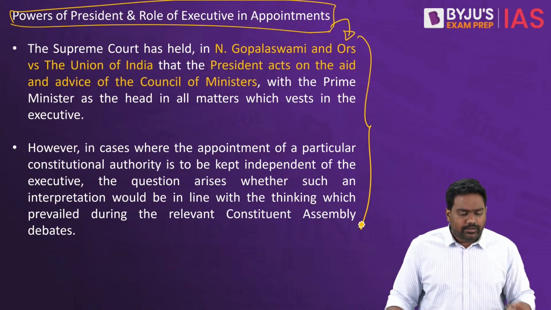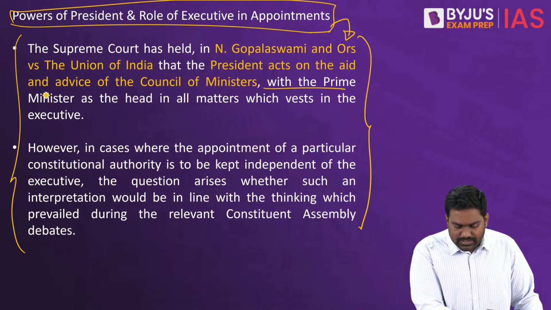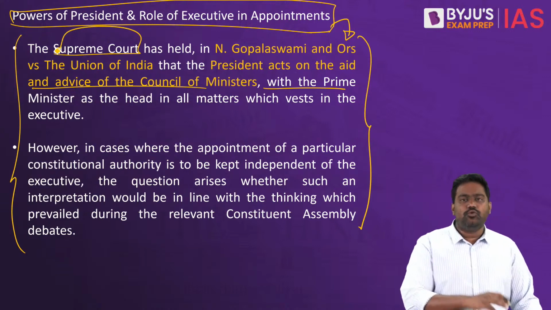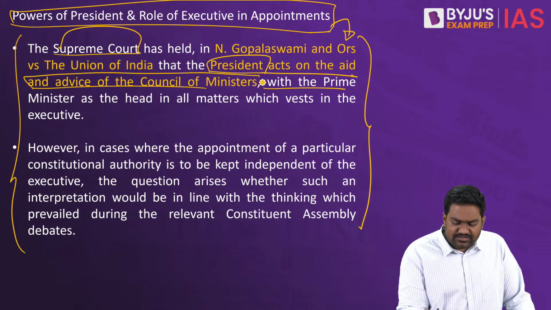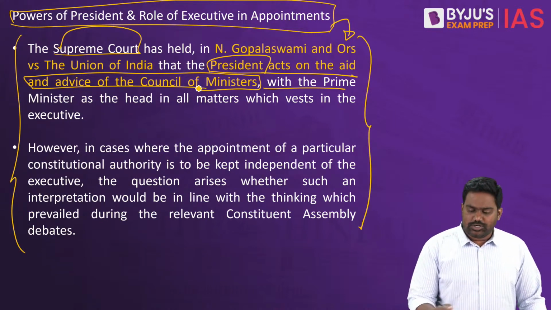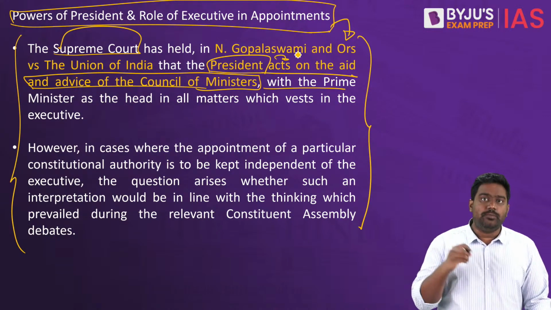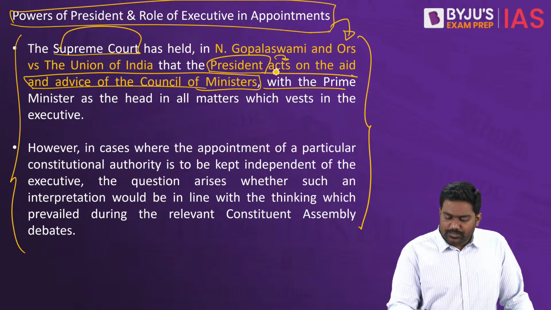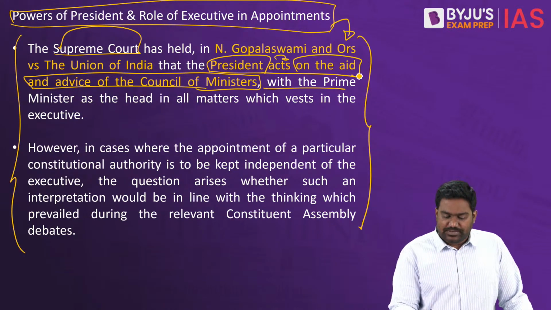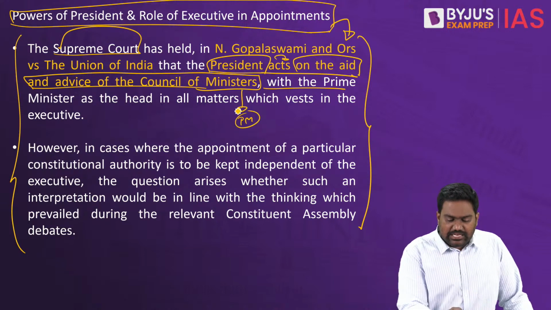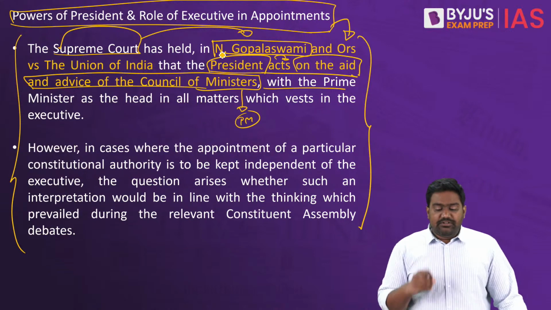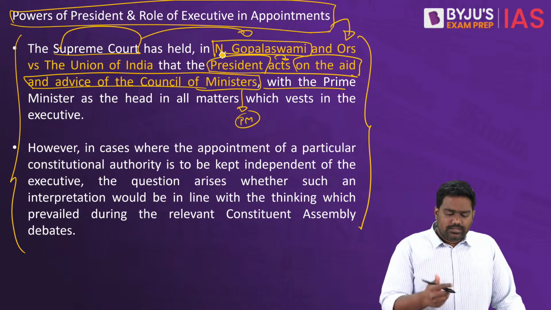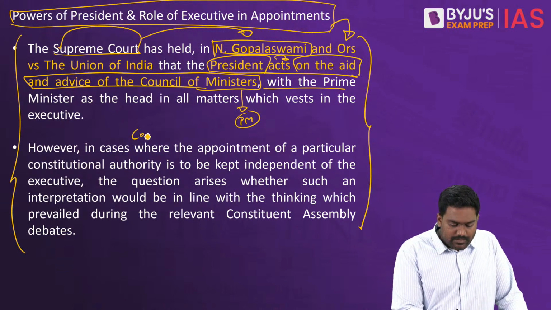But if you look at Article 75 as well as various Supreme Court rulings, they have made it very clear that the President is largely bound by the aid and advice of the Council of Ministers. Yes, because the President is a nominal authority, a nominal executive, and the President is bound by the aid and advice of the Council of Ministers headed by the PM. This was made very clear by the Supreme Court as well in the N. Gopalaswamy case.